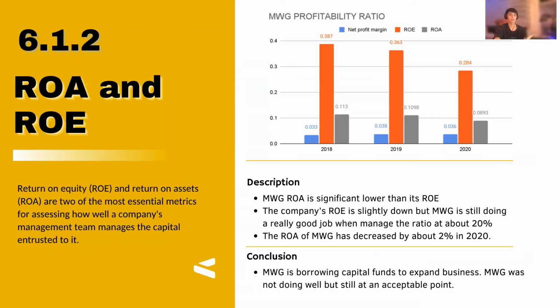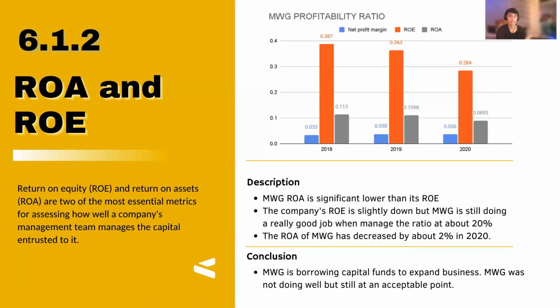So now we move on to return on assets and return on equity. Return on equity and return on assets are two of the most essential metrics for assessing how well a company's management team manages the capital invested in it. Despite being two different ratios, their formulas are quite similar. Return on equity is calculated by dividing net income by shareholder equity, while return on assets is net income over total assets. It is clear that MWG is borrowing capital to expand its business, as MWG's return on equity ratio is significantly larger than its return on assets.